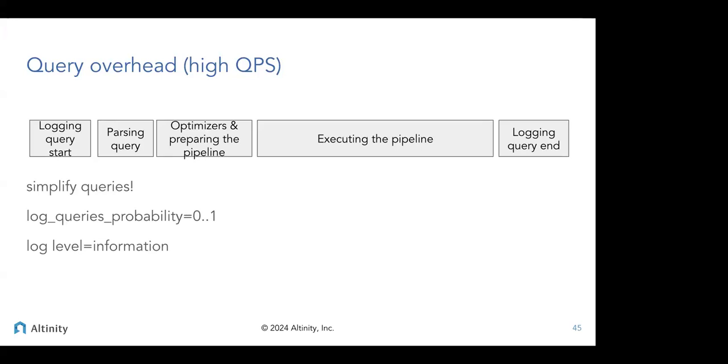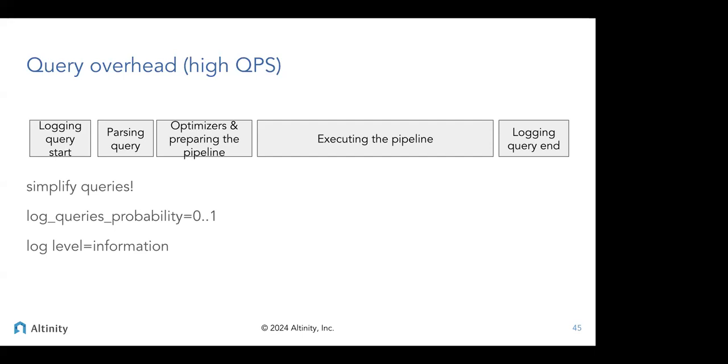But with very fast and cheap queries, sometimes the execution of the pipeline can be very small compared to the other phases. So if your query runs, say, one millisecond or even one microsecond on every run, most probably the execution of the pipeline is a really small percentage of that. So in that case, you may want to optimize the other things.